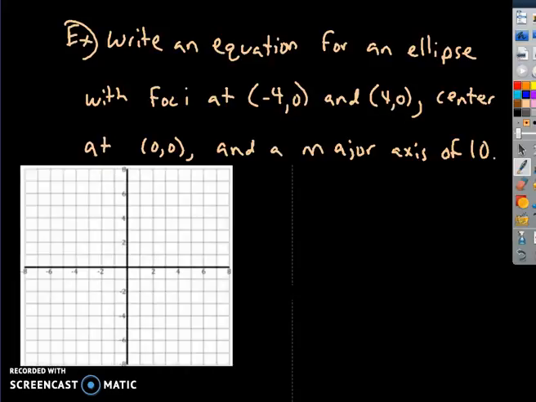All right, so it says the foci are at (-4, 0). So (-4, 0) is one focus, and (4, 0) is another focus. So I know that's my foci, and then my center is here. And they told me that my major axis is 10. But I know my foci are here, so I know my major axis lies in this direction.